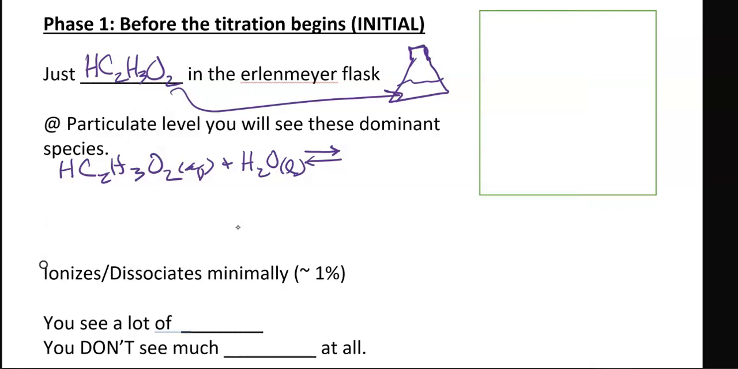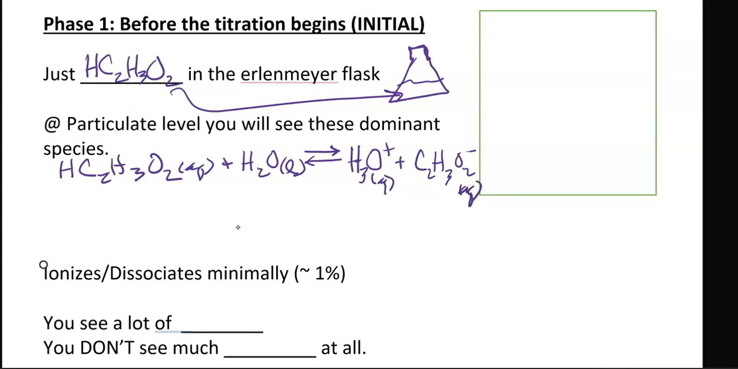equilibrium. And I'm going to write that a little bit of hydronium is produced as well as my conjugate base, which is acetate ion. Okay? Those are both aqueous for those of you that are tracking our states of matter.